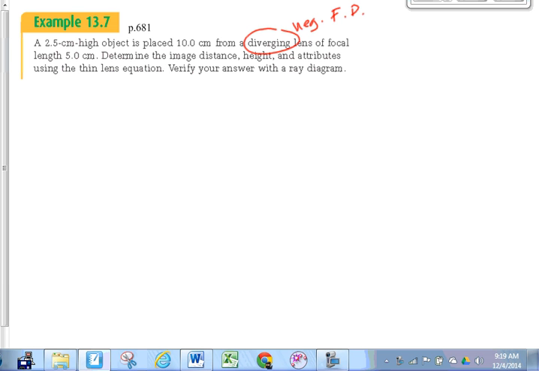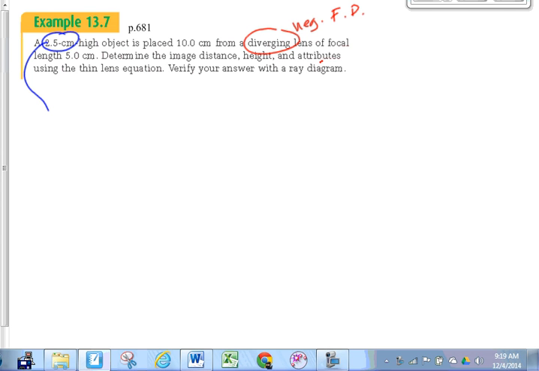What's the image distance, the image height, and the attributes? The attributes are just the characteristics that we've talked about. Using the thin lens equation, verify your answer with a ray diagram. We won't bother with that because we've already drawn all the possible ray diagrams. We'll just solve it mathematically here.